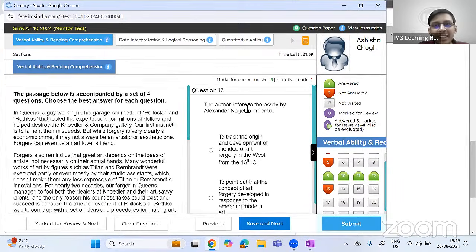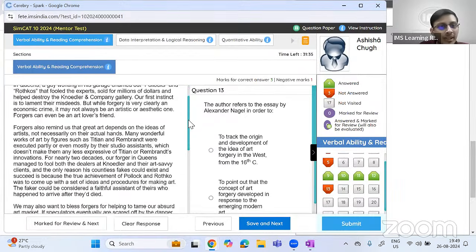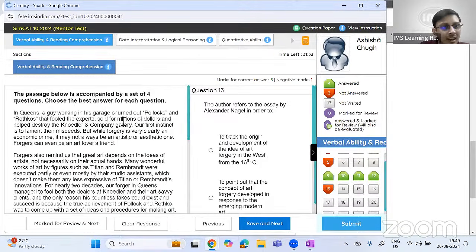Okay, so that is one set done with. I'm pretty comparatively much slower compared to normal attempts. But anyway, I think I'll do three RCs, then I'll move to V8. So if I look at this one, next one: a guy working in his garage turned out, okay, fooled the experts, sold for millions of dollars, had destroyed some company gallery.